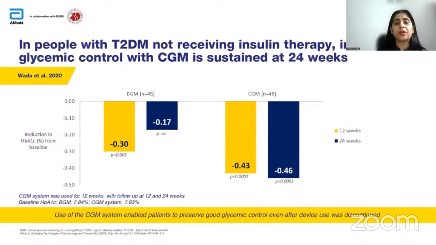So this is the blood glucose monitoring group using fingerstick technology versus the continuous glucose monitoring technology, and you can see a much better reduction in HbA1c even at 12 weeks, and a similar reduction is sustained even at 24 weeks. So CGM technology actually enables these patients to preserve their good glycemic control even after the device was discontinued. So that's the beauty of using this technology.